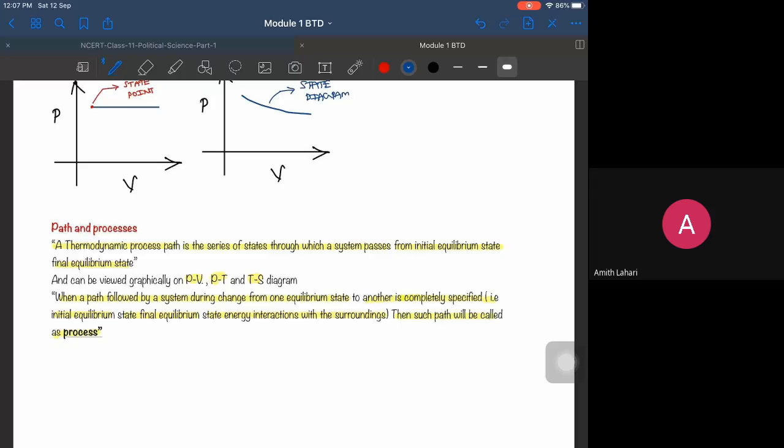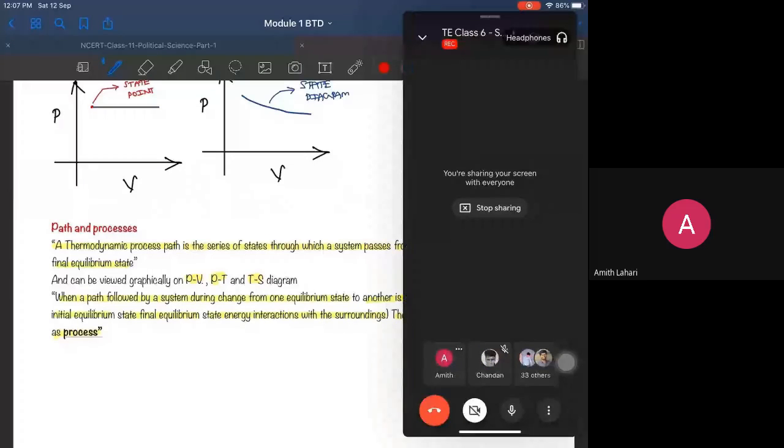So, when can I say a path to be a process? Faster network connection, man. Are you able to hear my voice? Yes.